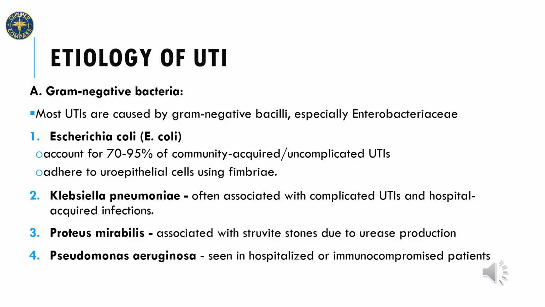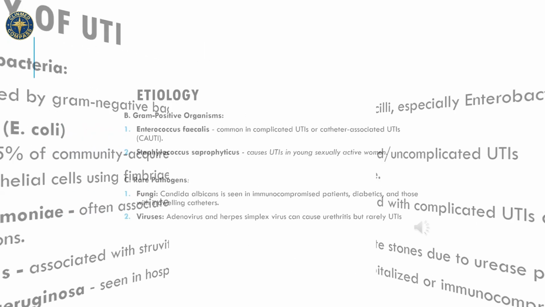They usually adhere to the uroepithelium using fimbriae. Klebsiella pneumoniae is associated with hospital-acquired infections as well as complicated UTIs. Proteus mirabilis is associated with the formation of struvite stones due to its production of urease. Pseudomonas aeruginosa is also seen in hospitalized or immunocompromised patients.